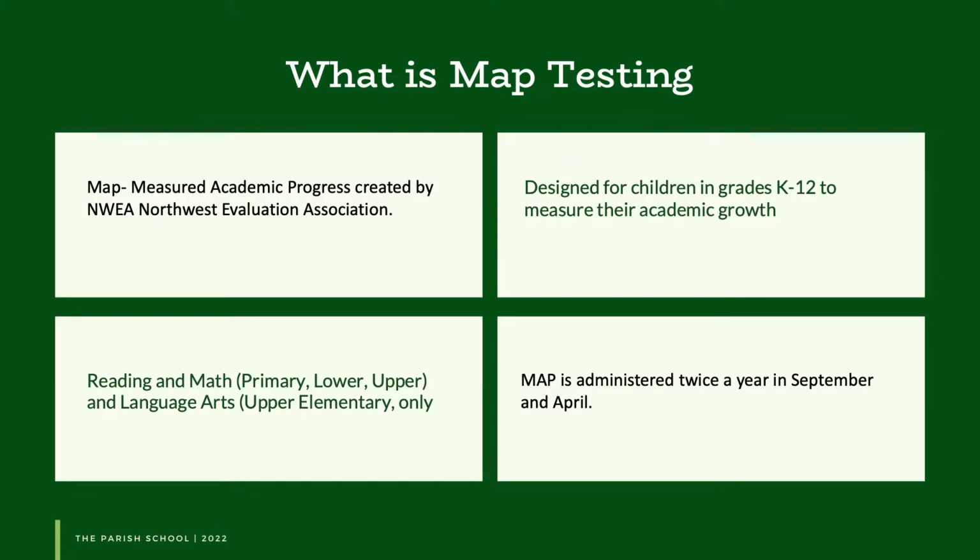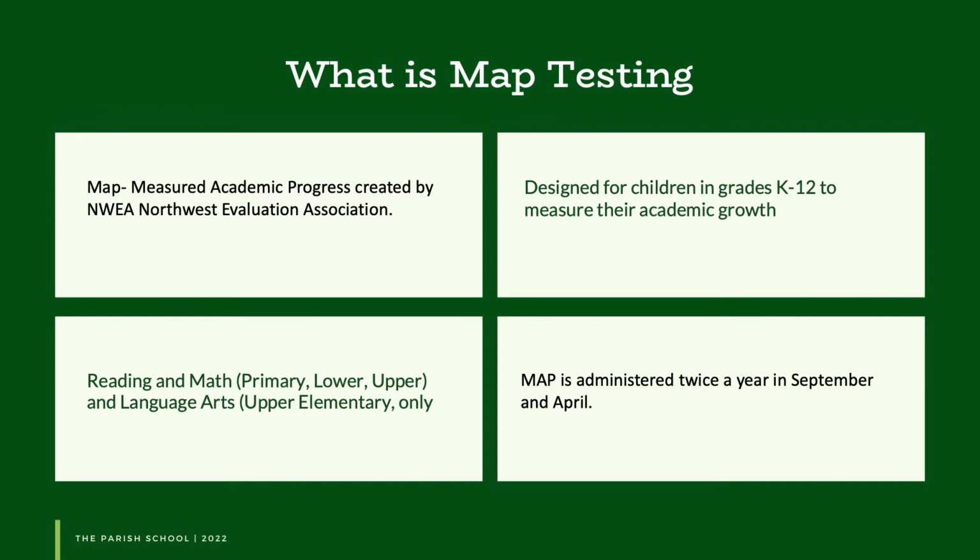MAP testing is known as the Measure of Academic Progress. It's done by the Northwest Evaluation Association, the company that created the MAP test. It is a computer adaptive test that is used around the country at different public and private institutions. The test is done electronically on iPads here at the school. It's individualized, and we'll explain more about what computer adaptive means, but each test is individualized for the kids, so the tests don't look identical to each student.